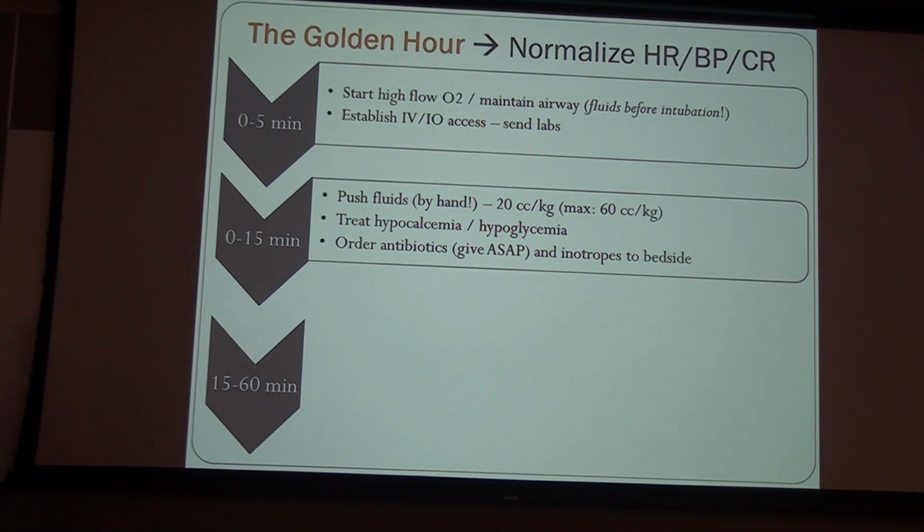In these first 15 minutes, you're diagnosing and treating hypoglycemia. Certainly, hypoglycemia is not good for the brain, as well as poor oxygen delivery. And hypocalcemia is not good for the heart, so it's going to affect your cardiac output. And then giving your antibiotics, or at least having them at the bedside in the first 15 minutes.